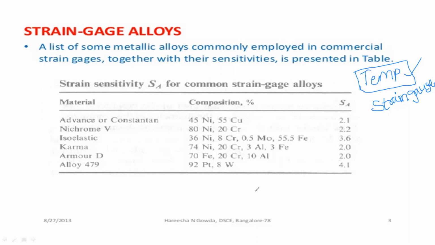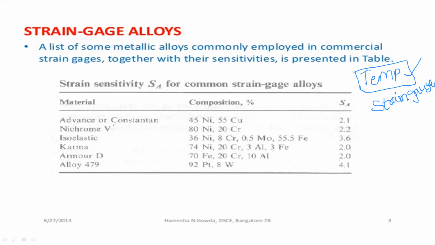You can see what the different materials are, what types of materials we are using, and what percentage of each material I take in strain gauge manufacturing. You can see the different alloys and the strain sensitivity for common strain gauge alloys.